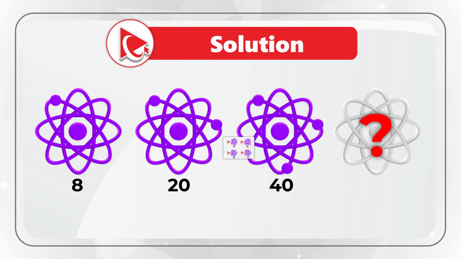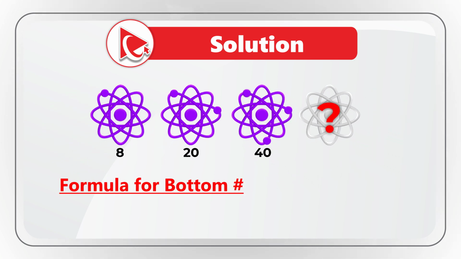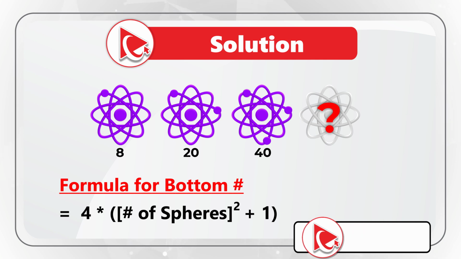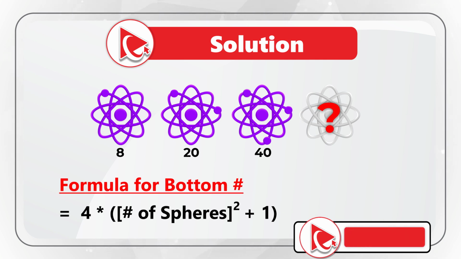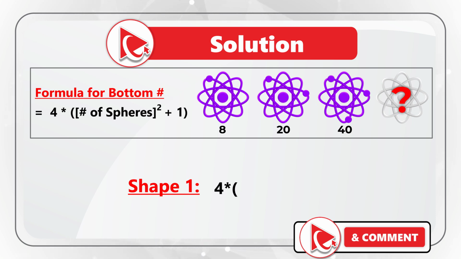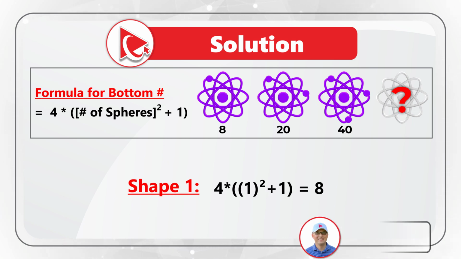And to solve it, you need to find the formula to calculate the bottom number based on the incrementing number of spheres. For example, the formula to do bottom number calculation is 4 multiplied by (number of spheres squared plus 1). So to calculate the bottom value for the first shape, we need to multiply 4 by (1 squared plus 1), which would equal 8.